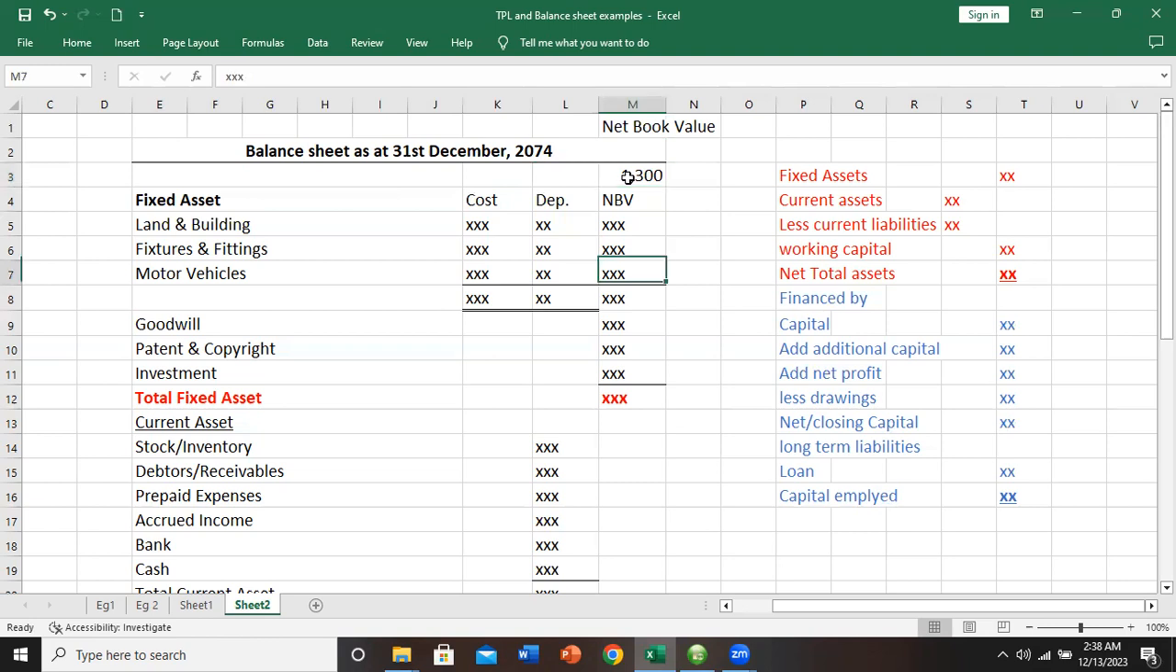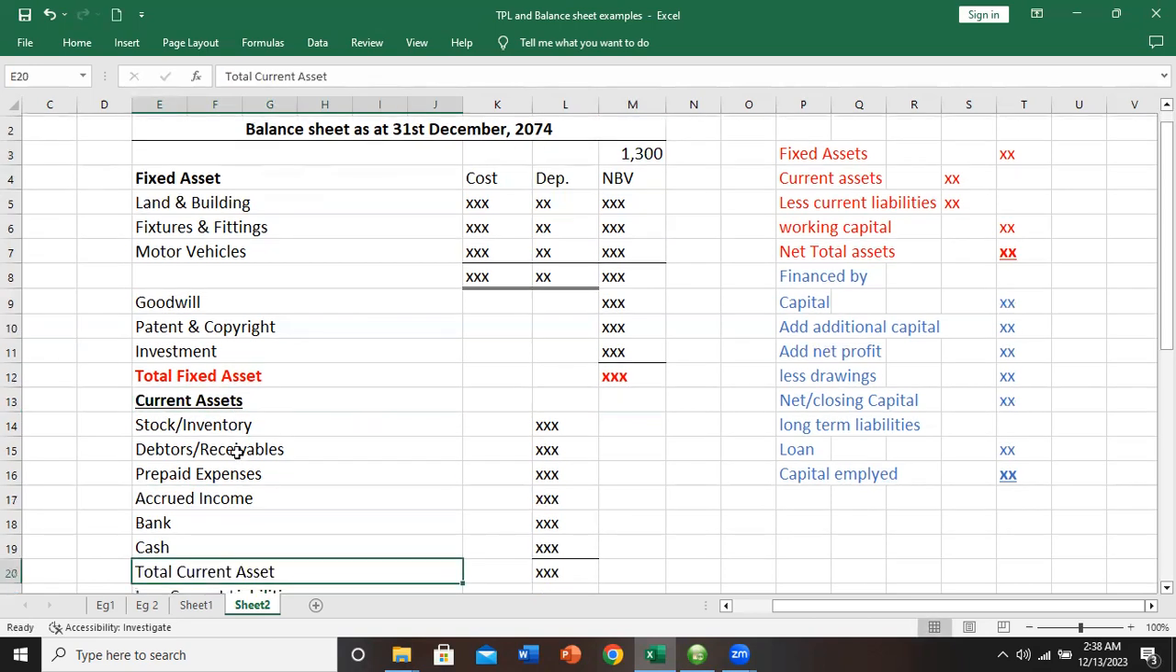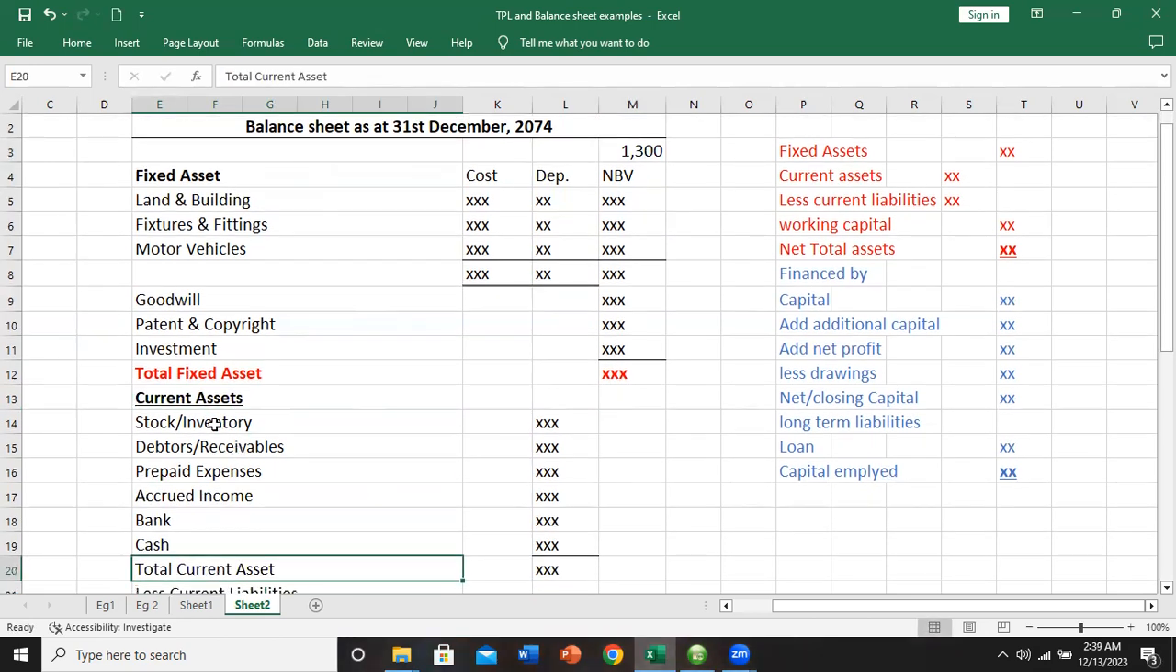After the fixed assets, the next thing you present in your balance sheet is the current assets. Now the current assets, you know them, my dear ones, because we have listed them before. Stock is one of them. Which stock? The closing stock. The next one is debtors. Debtors are people who owe the business. So it's a current asset.